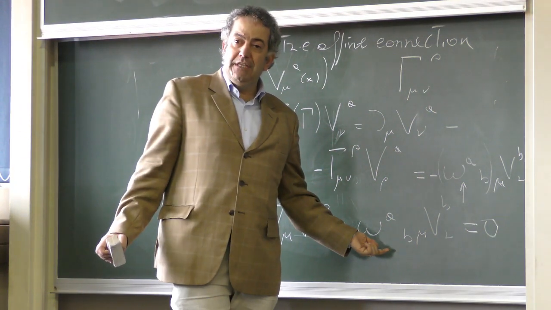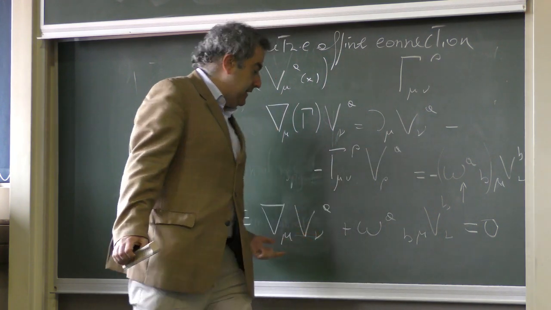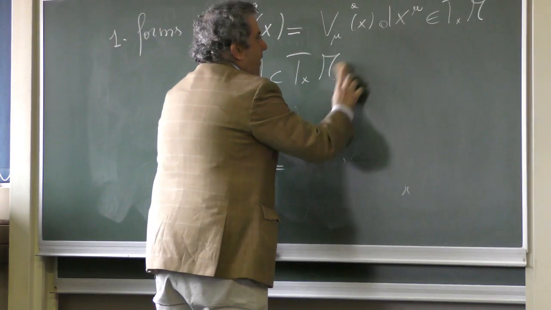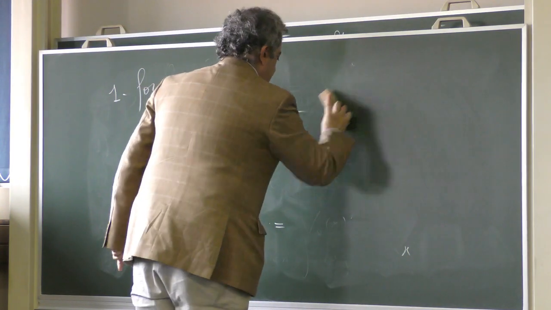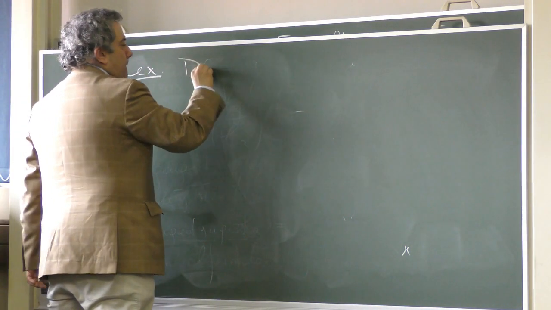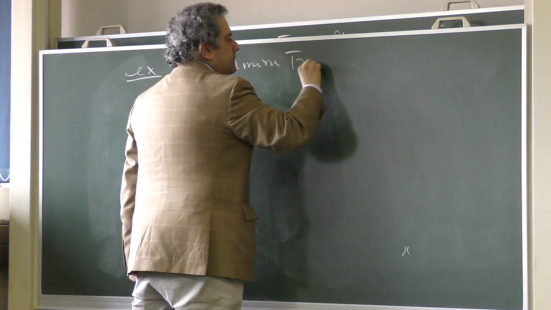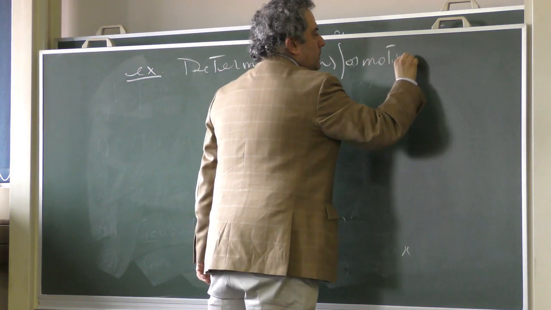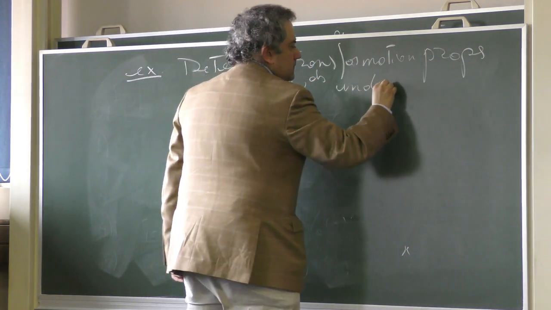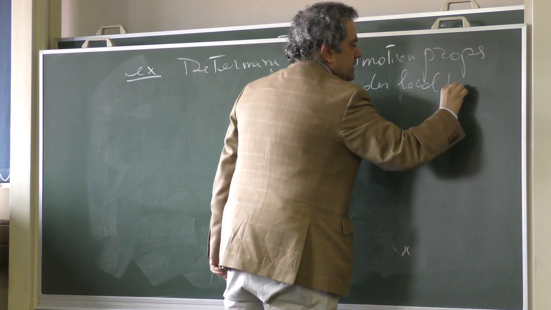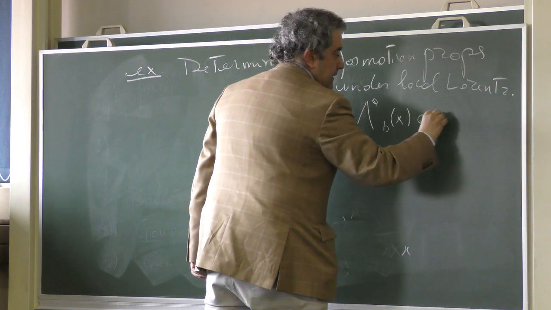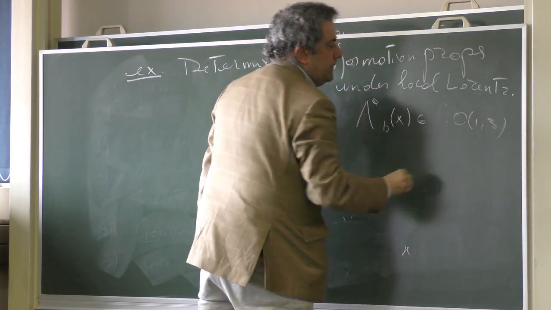Work out the transformation properties of omega so that D, defined like this, is invariant under local Lorentz transformations. Let's write it here. Exercise: determine the transformation properties of omega under local Lorentz transformations lambda AB of x in SO(1,3). Okay?